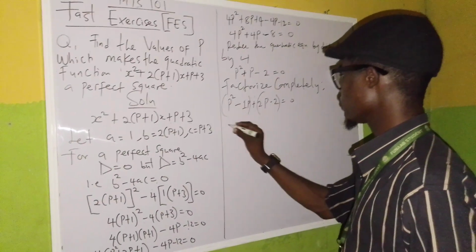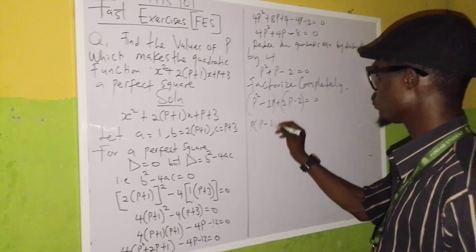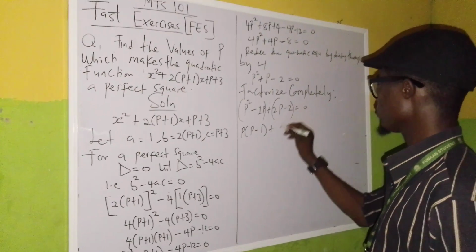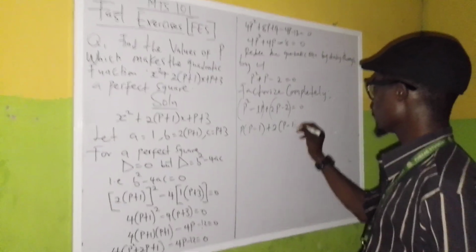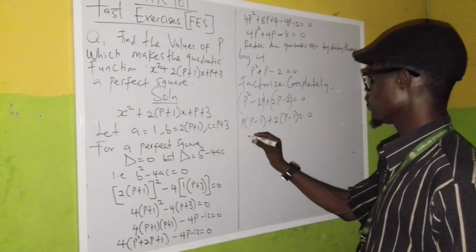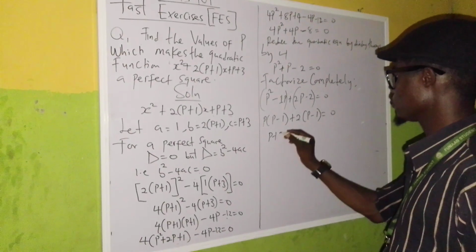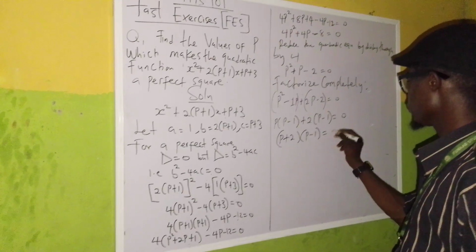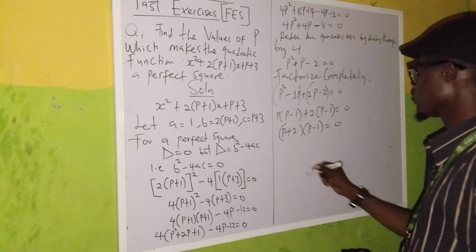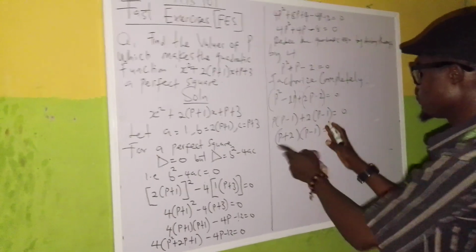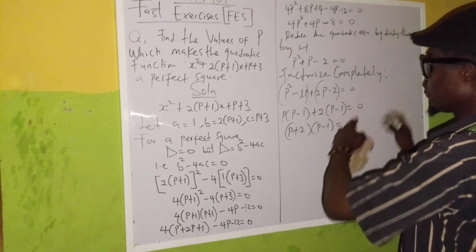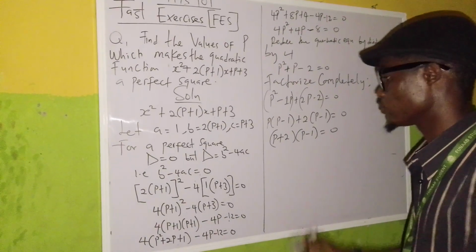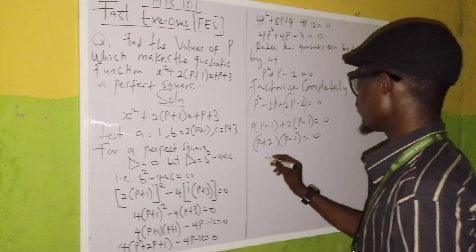You bracket what's common here. p is common here, p into p minus 1, plus what's common here, 2 into p minus 1, all equals to 0. So you take out the common factor here. So this is what we call factorization by grouping method here. But when I say this grouping method here, you stop here. But when I say factorize completely, it means I want you to give me the roots of the equation. So then I'm having what?